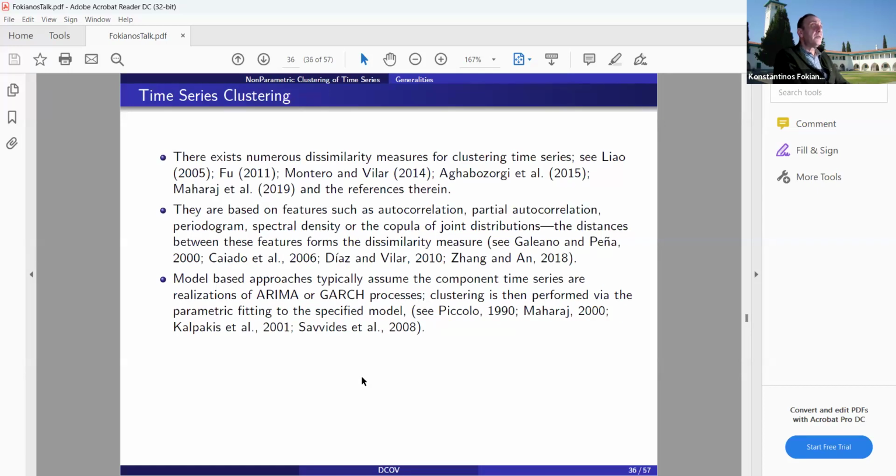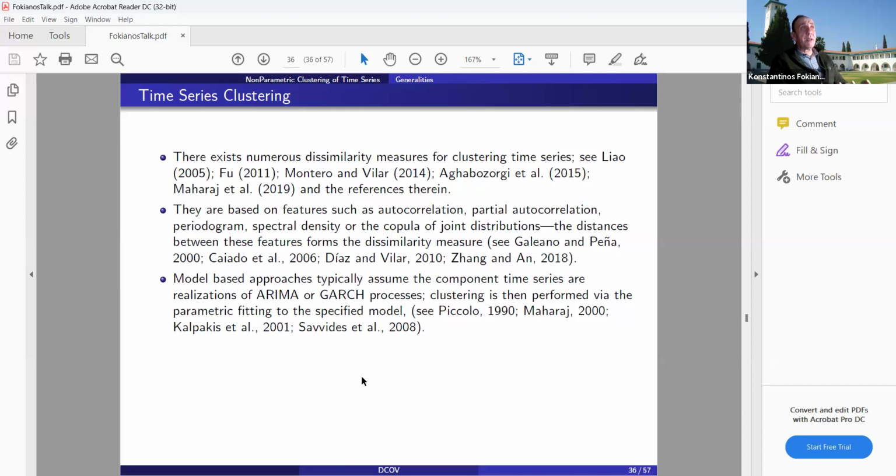So, some review about time series clustering. There are just numerous dissimilarity measures. There are many papers, as you see here. And they are all based on autocorrelation, partial autocorrelation, periodogram, spectral density, or the copula. And the distance between these forms the dissimilarity measure. The thing there is that you can only do it for two dimensions. I mean, you can cluster in terms of the bivariate distributions. If you want to cluster for trivariate distributions, you cannot do it with this. Or you can do it, but of course it requires some work.